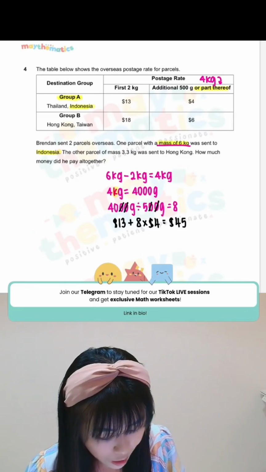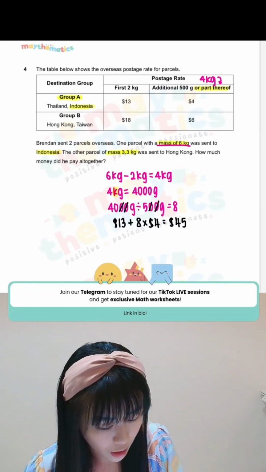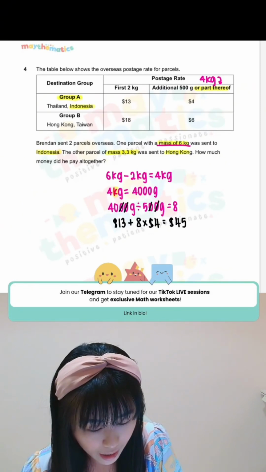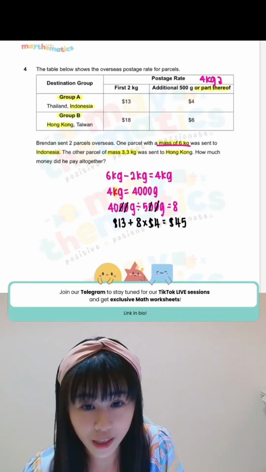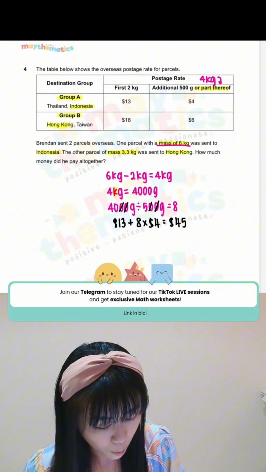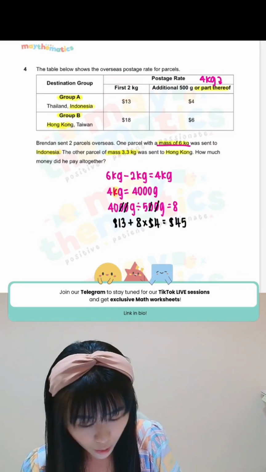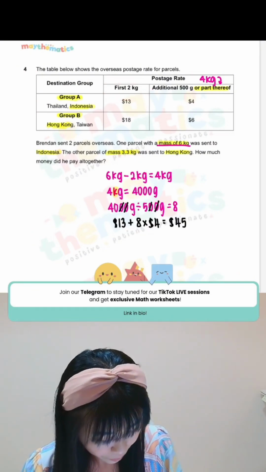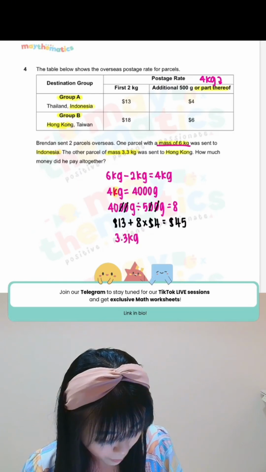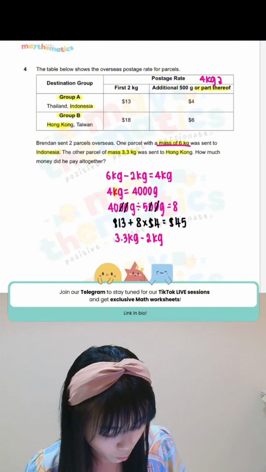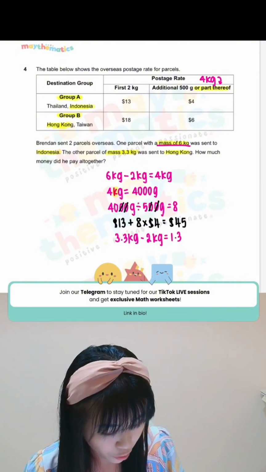We have another parcel also, mass 3.3 kg, now sent to Hong Kong. Hong Kong, that means we are looking at Group B already. Look at here, Hong Kong is here. So 3.3 kg exceeded 2 kg already. So we are going to take 3.3 kg minus away the first 2 kg, in which it will be charged at $18. We are left with 1.3 kg.